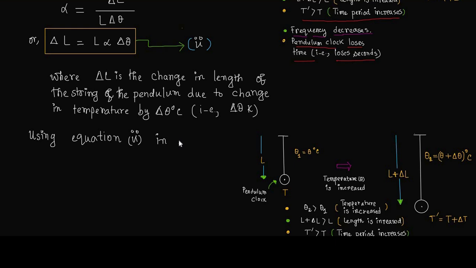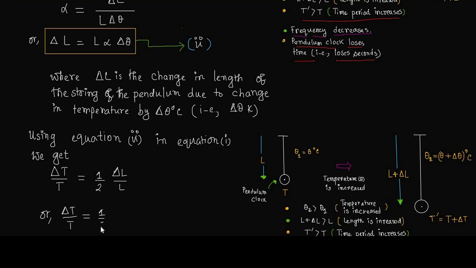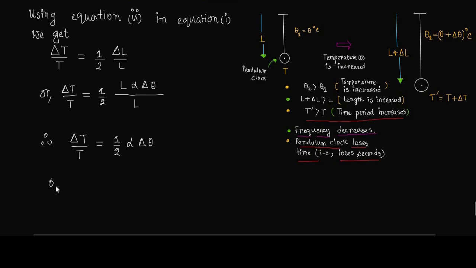Using equation 2 in equation 1, we get delta T by T is equal to half delta L by L. Now putting the expression of delta L, that is L alpha delta theta by L, we get delta T by T is equal to half alpha delta theta, or delta T is equal to half alpha delta theta into capital T.